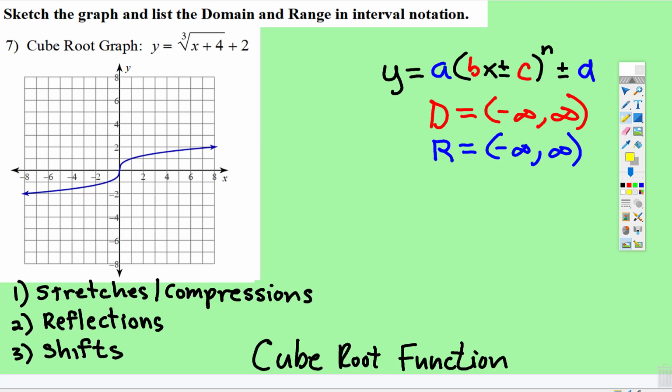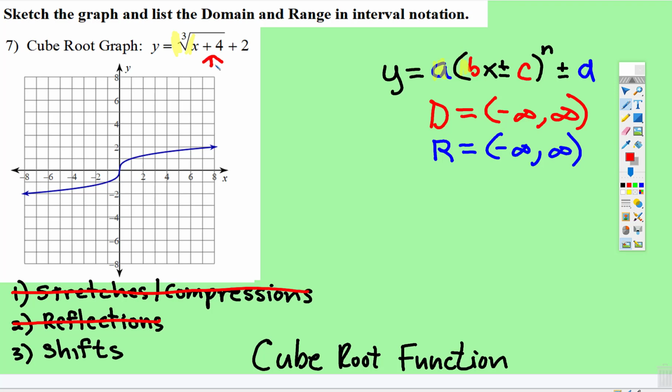There's nothing other than the invisible one on the outside, so we don't have a vertical stretch or compression. There is nothing attached to the x other than 1, so there is not a horizontal stretch or compression. There are no negatives, so we don't have to worry about reflections.